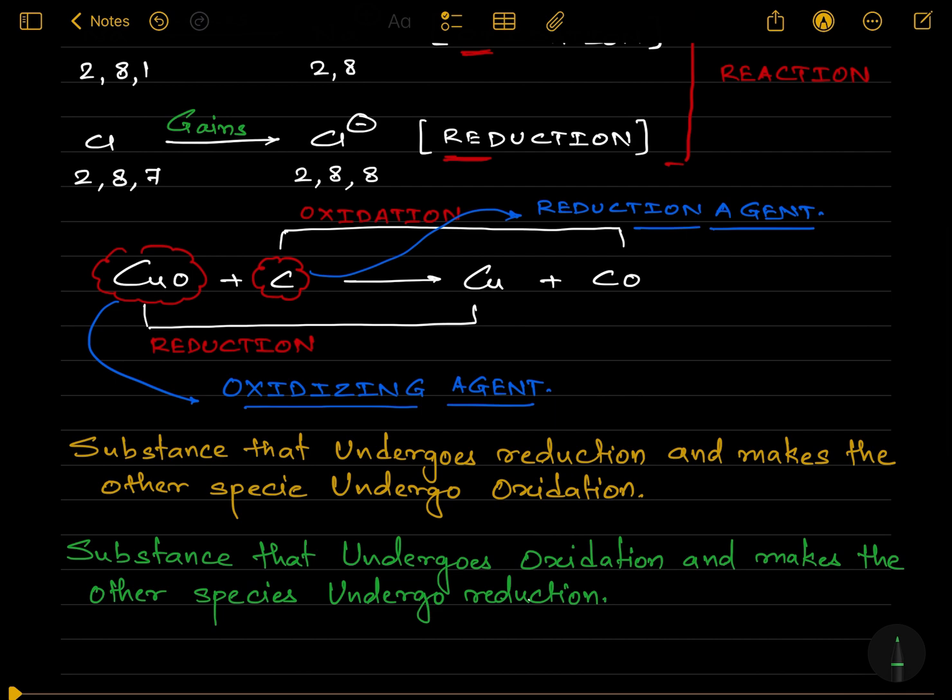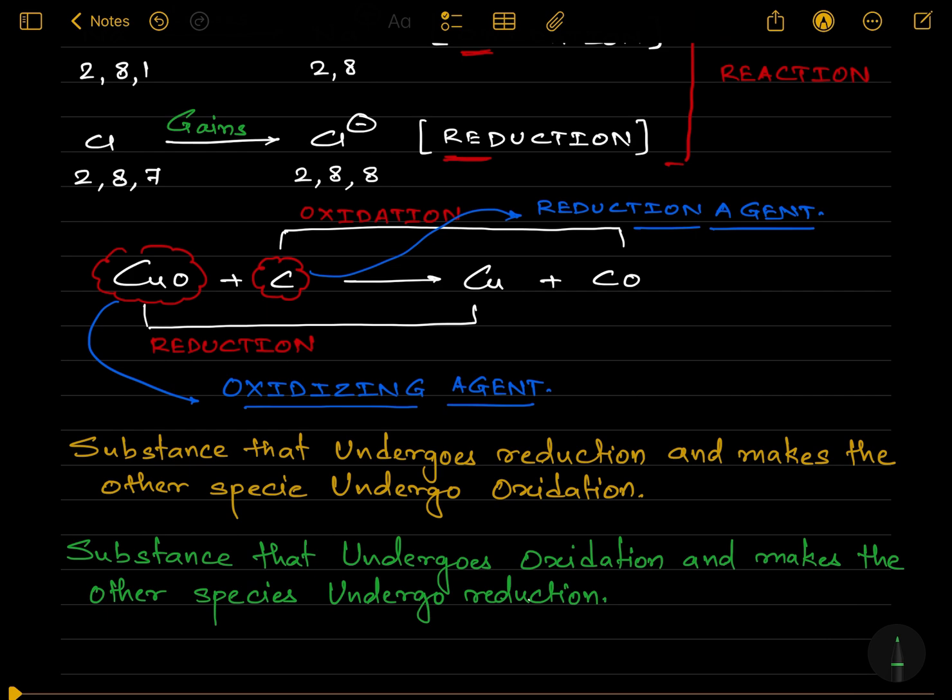Similarly, we took one more simple example. We are not talking about difficult examples right now. We'll do it in the next part. So we discussed a simple reaction, CuO plus C gives Cu plus CO. Here, CuO was being converted to Cu, which means it is losing oxygen. Carbon, which was alone, gets converted to carbon monoxide, which means it was gaining oxygen. So copper oxide is undergoing reduction and carbon is undergoing oxidation. A substance that undergoes reduction is an oxidizing agent. A substance that undergoes oxidation is a reducing agent.